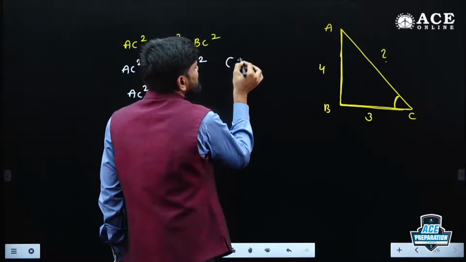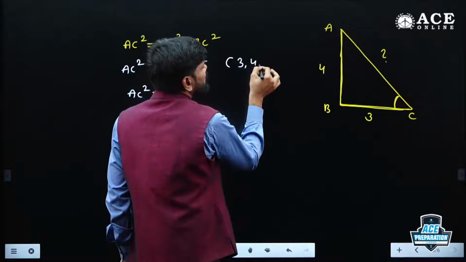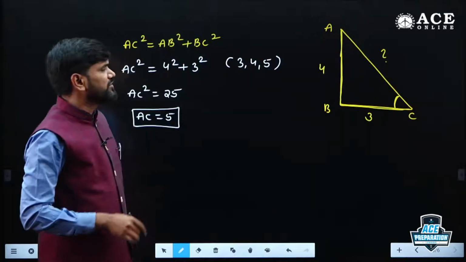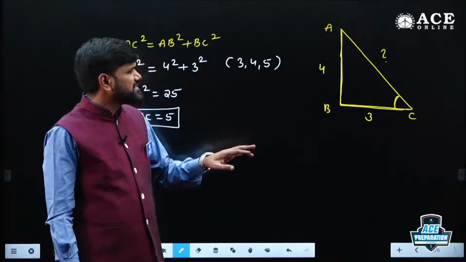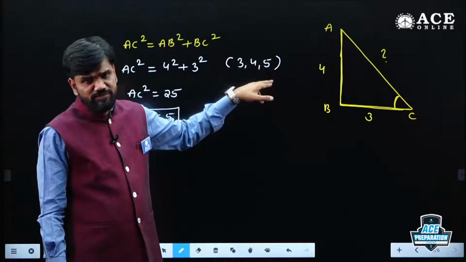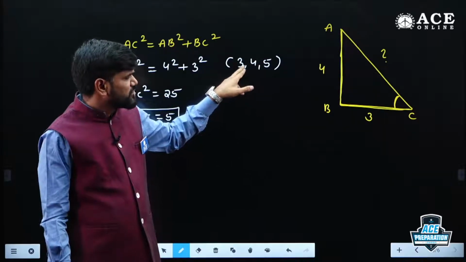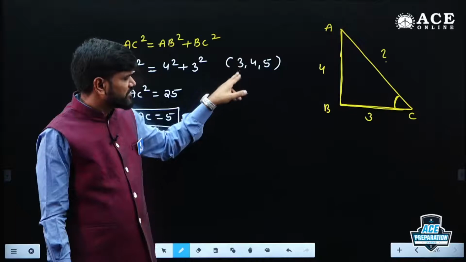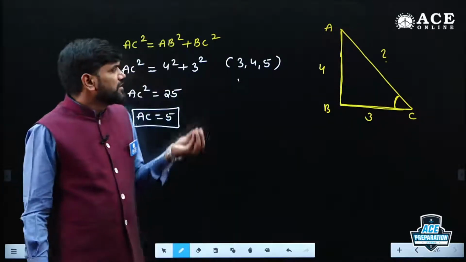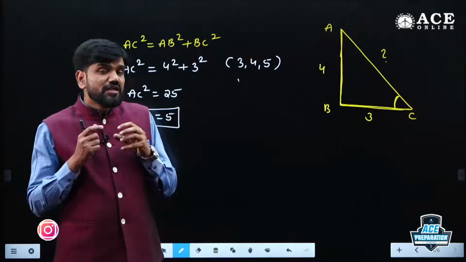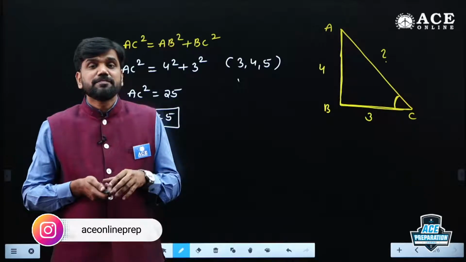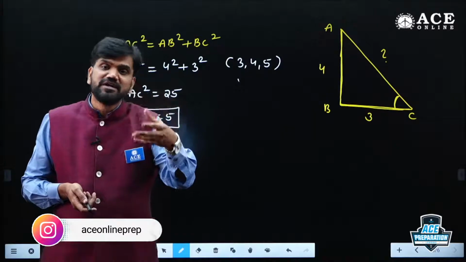First one is 3, 4, 5. This is one triplet because 3 square plus 4 square will be equal to 5 square. While representing these triplets, generally we write the hypotenuse at the end. The sum of the squares on the first two sides, the sum of the squares of 3 and 4, must be equal to the square of 5. If this is a triplet, and you multiply each term of the triplet with a particular number, that result will also form a triplet.